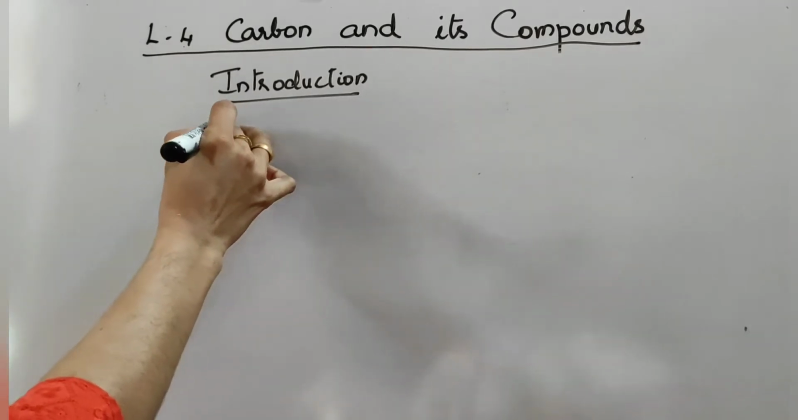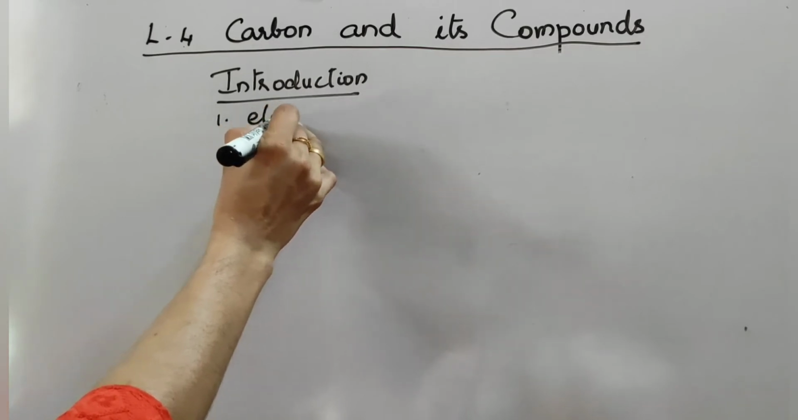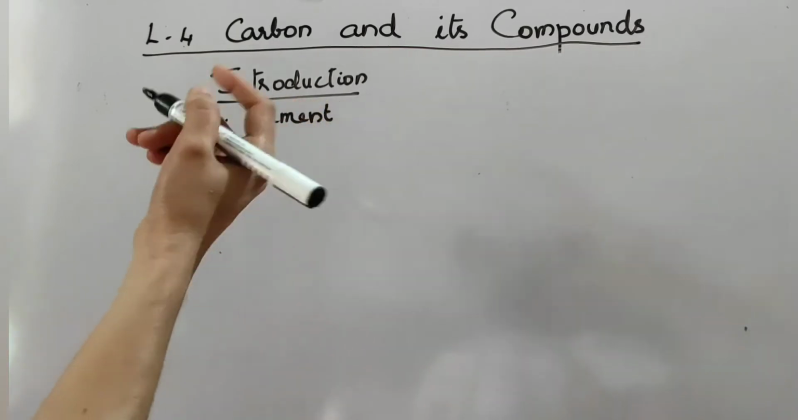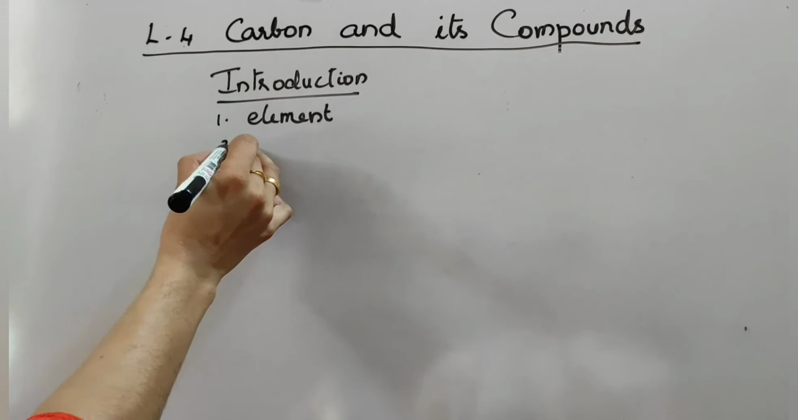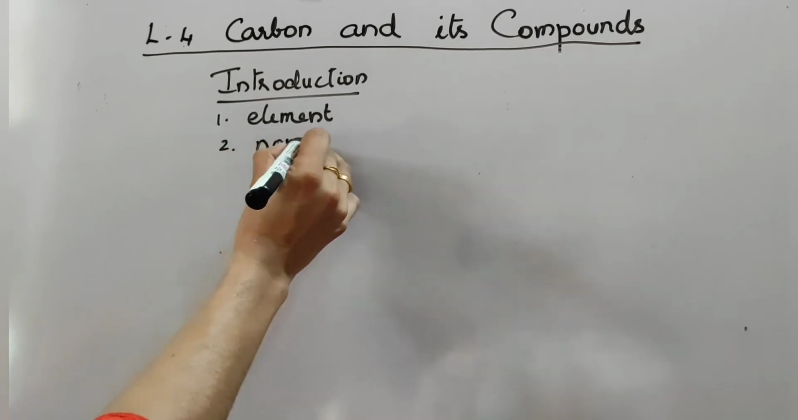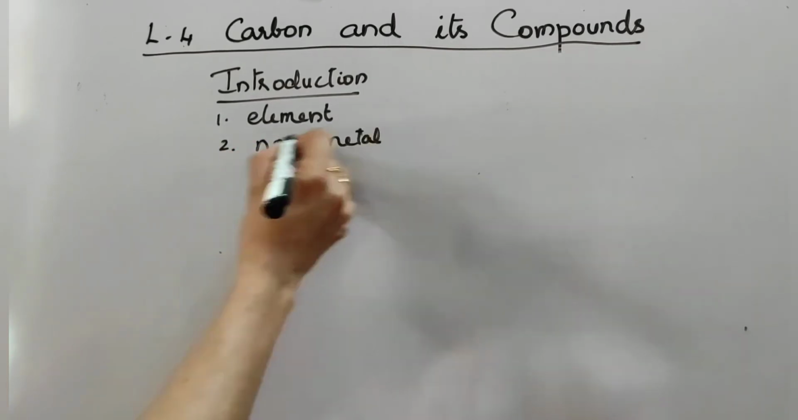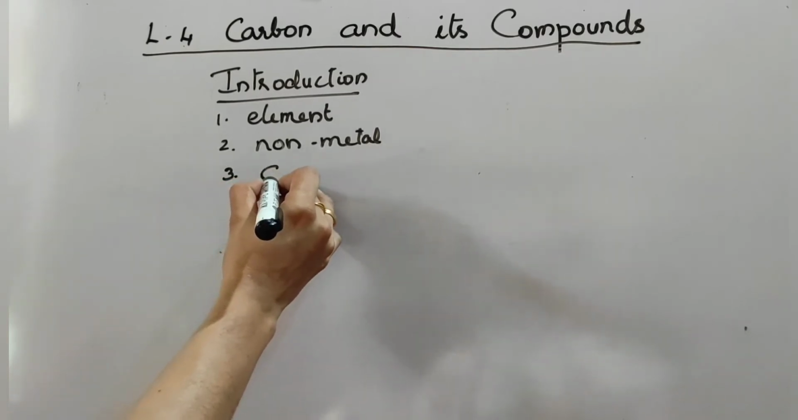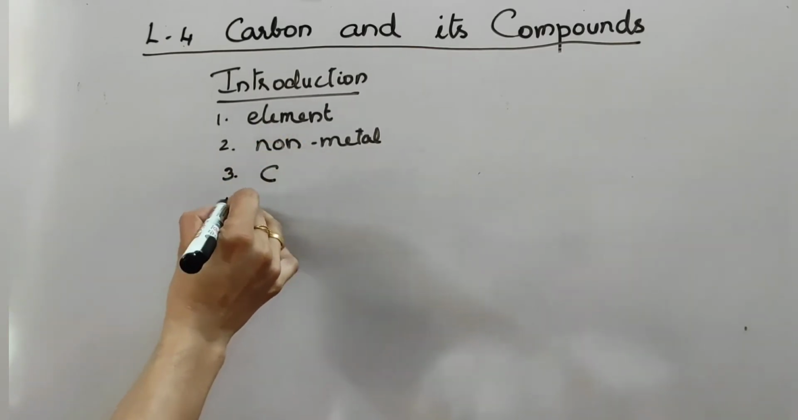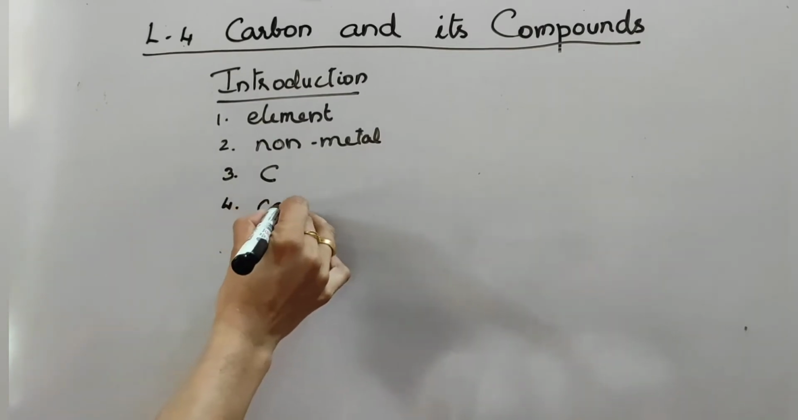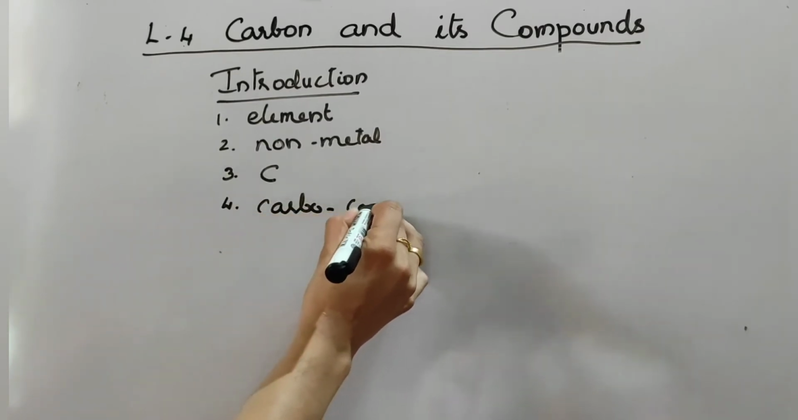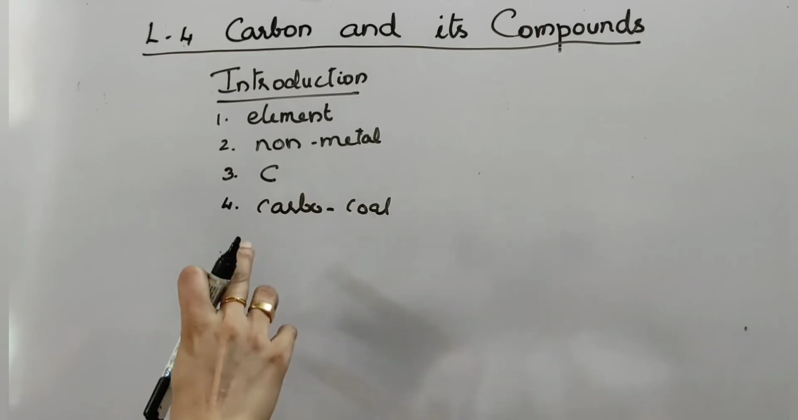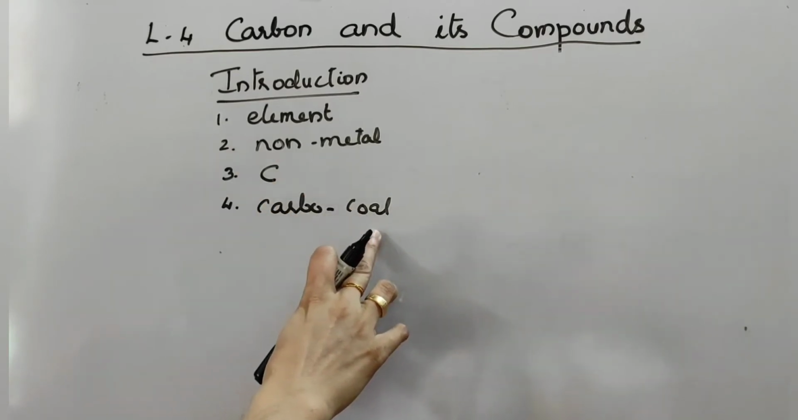The first point of this introduction section: carbon is an element. We already studied about elements in class 9. The second one, it is a non-metal. Third, the symbol of carbon is C. And the fourth, the name carbon is derived from the Latin word carbo. Carbo means coal. This is because carbon is the main constituent of coal.